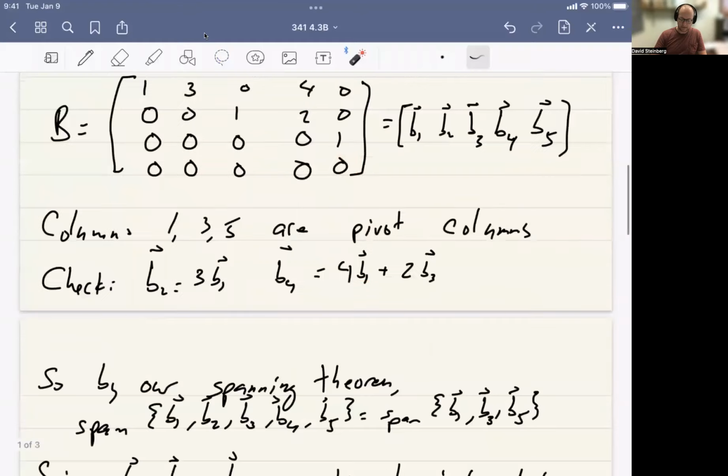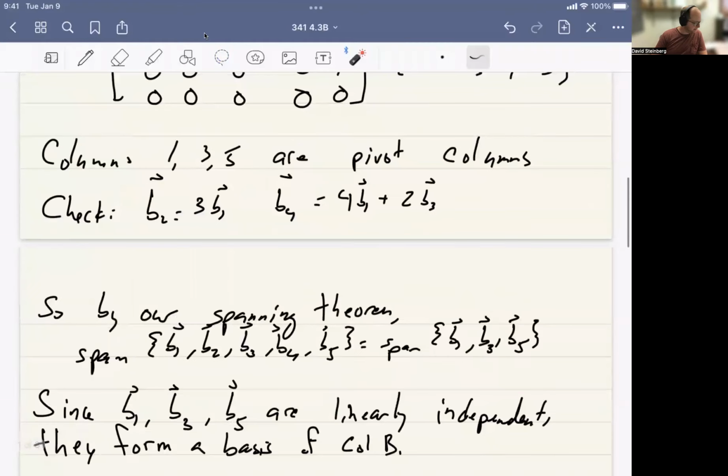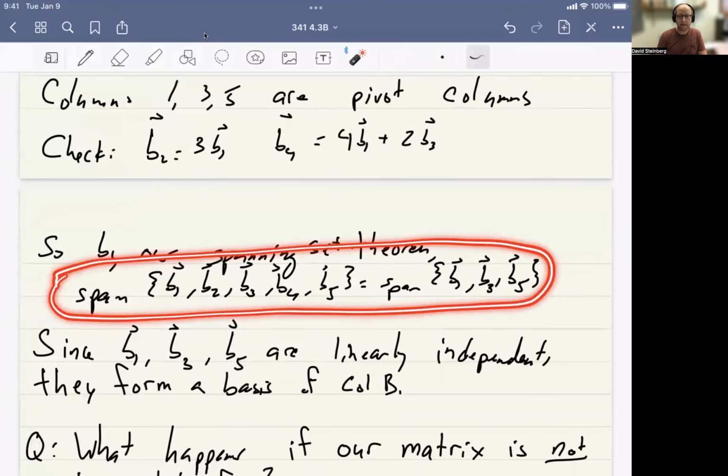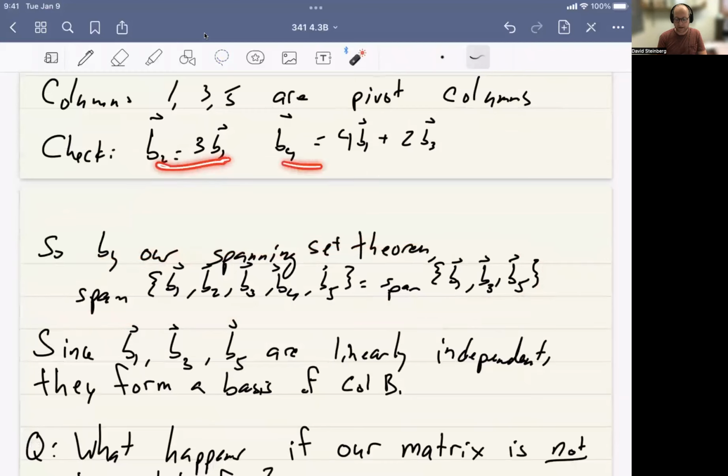By our spanning set theorem, I guess that's really what it's called. Let me add the notes here. Spanning set theorem. By the theorem we saw last video, we know that for the span of the columns of our matrix B, all we need are the ones that aren't linear combinations of the others. So certainly the span of B1 through B5 is equal to the span of B1, B3, and B5.